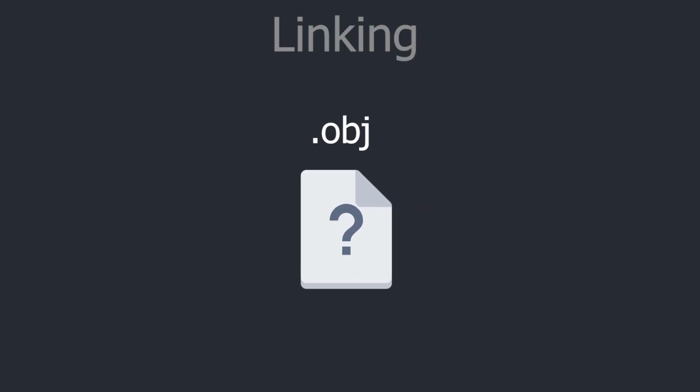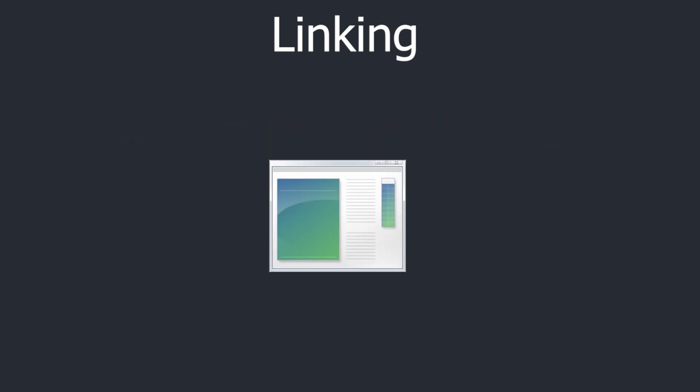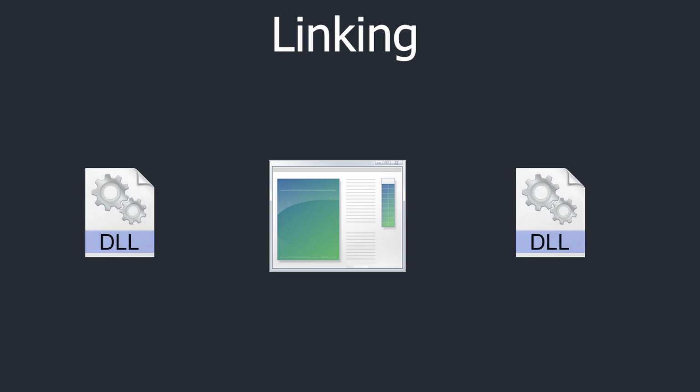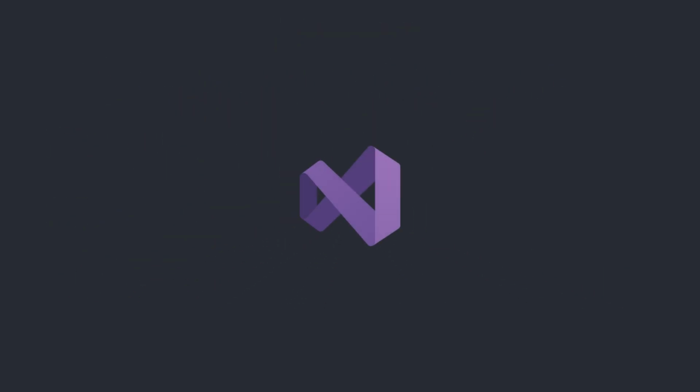Fourth and final step is linking. The previous assembly stage produces multiple object files that the processor can understand, but by themselves these files cannot be run. The linker combines these files into a single executable file. If external libraries are used, the linker also resolves all references needed for the program to access them. Thankfully, all of this complicated work is currently done by Visual Studio.